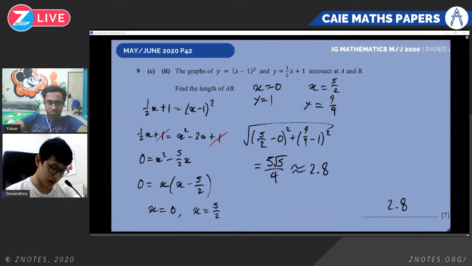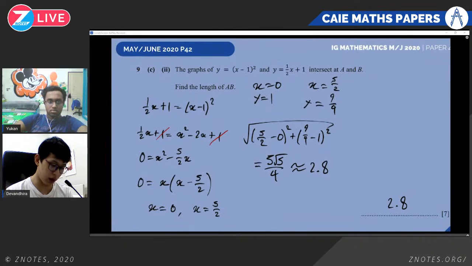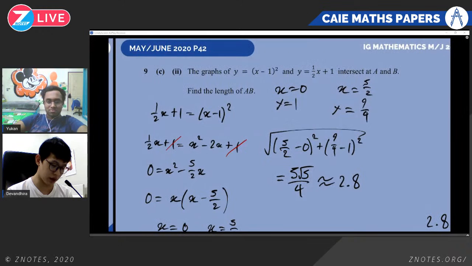The graphs of y equal to (x minus 1) squared and y equal to half x plus 1 intersect at A and B. Find the length of AB. So of course, to find where A and B are, we have to do a simultaneous equation, right? Right. So that means we can equate them together.